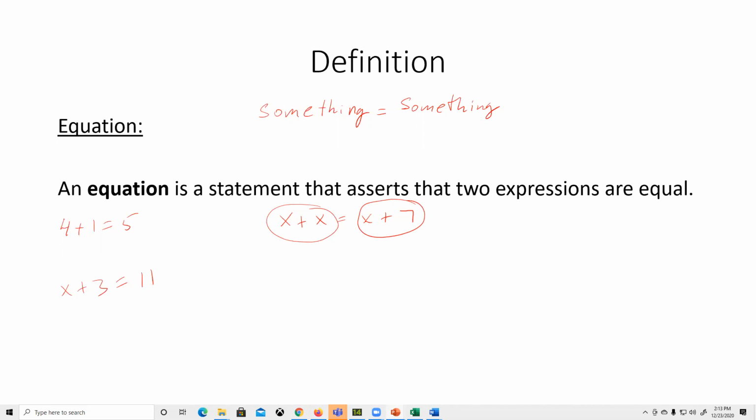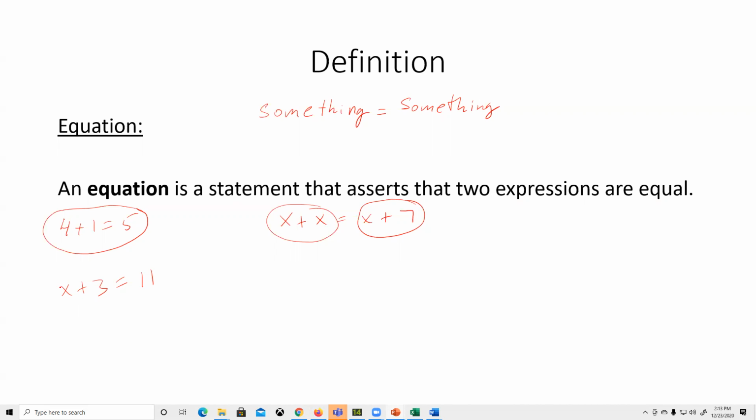Now, there are some equations that don't have variables, like this one, for example, 4 plus 1 equals 5. These aren't very interesting. We even have a name for these. We call these equations equalities, and they're really not interesting at all. 4 plus 1 equals 5, great. Not much I can do about that.